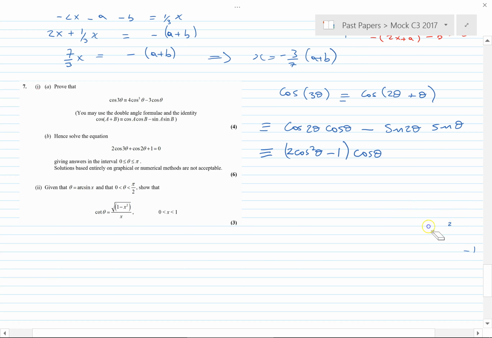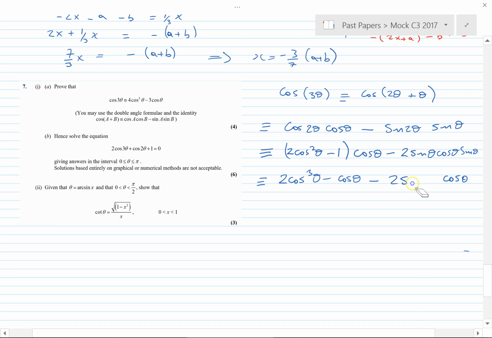Okay, and then this bit, we know the formula for sine 2 theta. We should know it's 2 sine theta cos theta, but we've already got a sine theta there. Okay, so let's multiply that out. We get 2 cos cubed theta minus cos theta minus 2 sine squared theta cos theta.